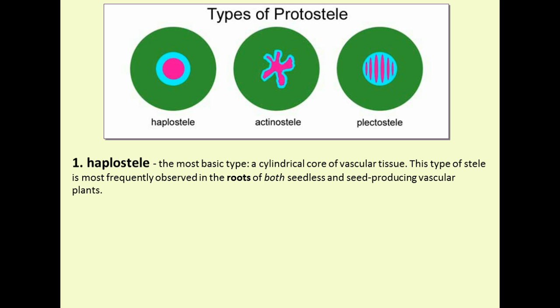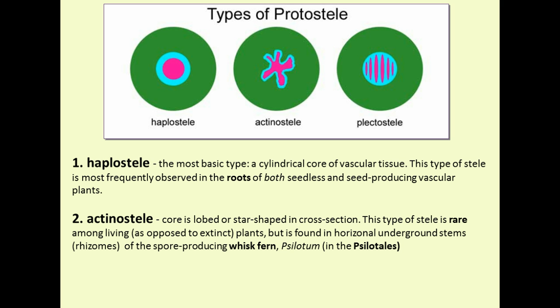Now the actinostele, so it's lobed or star-shaped, so it's rare. So basically it's rare in living plants, but it's found in horizontal underground stems of spore-producing whisk ferns. So the whisk ferns, they do have this structure. But this structure used to be very common. A lot of the living plants had this, but they went extinct.